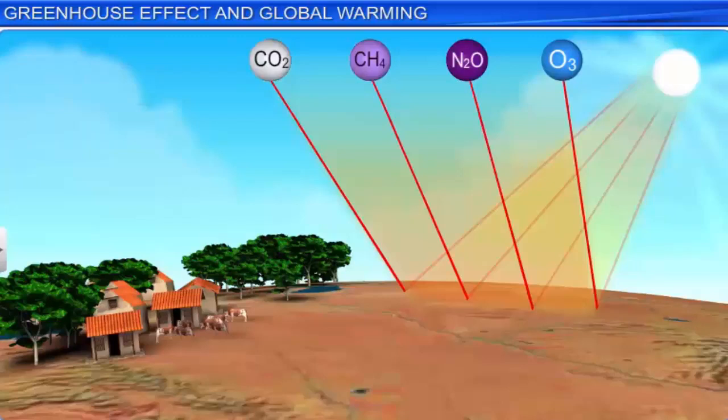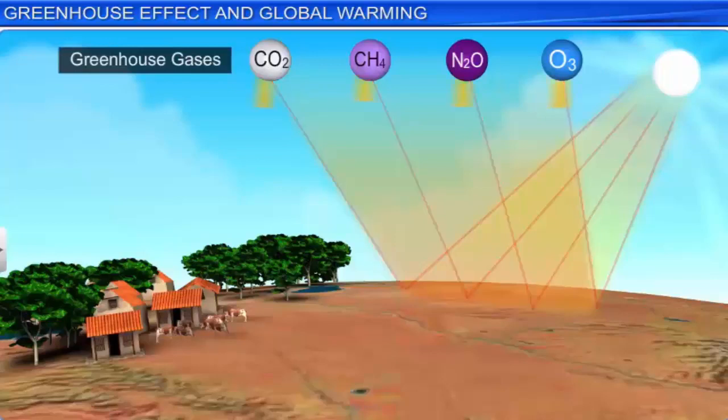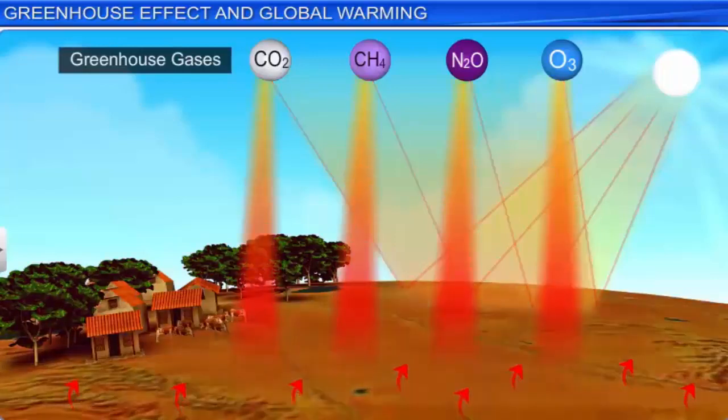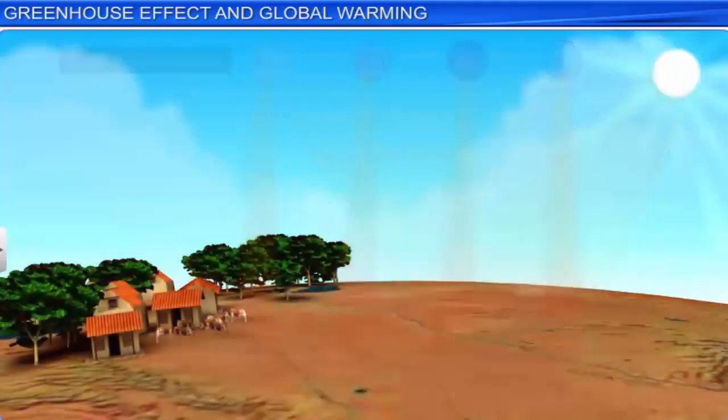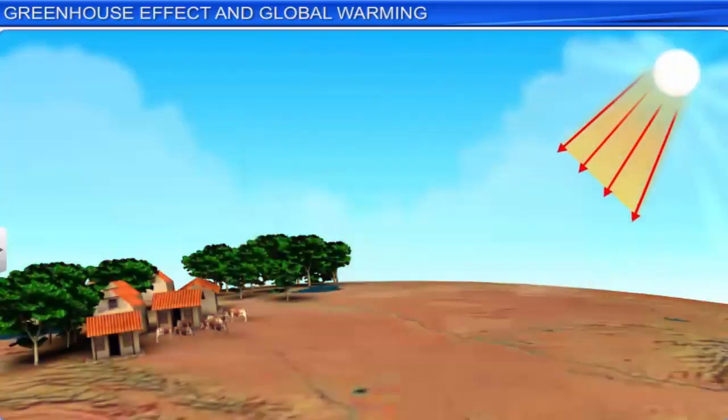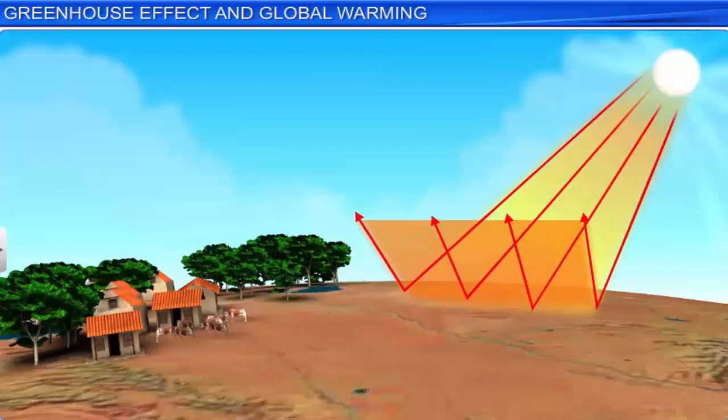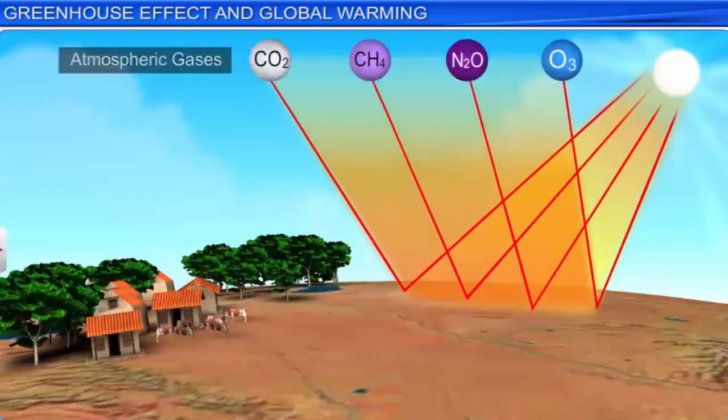These gases, commonly known as greenhouse gases, then send the infrared radiation back to the Earth's surface, thereby heating the surface again. This cycle repeats several times, thereby resulting in the greenhouse effect.